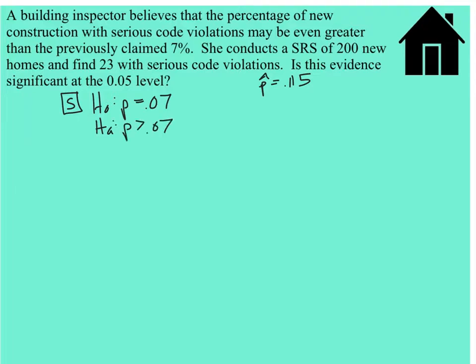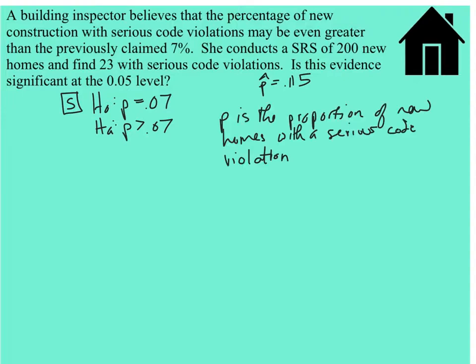And then we need to define our parameter. P is the proportion of new homes with a serious code violation. Remember, if we're going to use parameters, we should define them. Next, let's make our plan. We are doing a one proportion z-test.